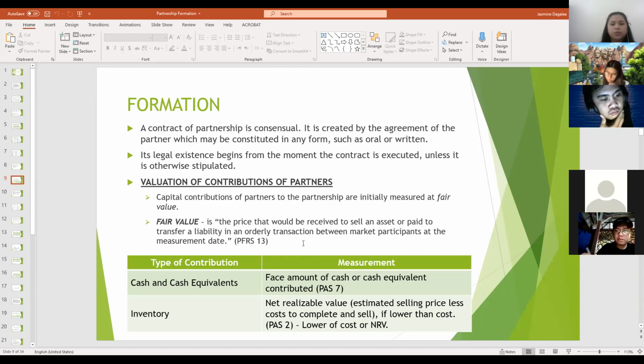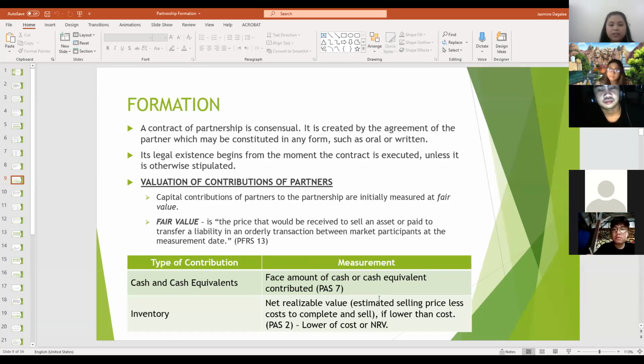Fair value. So what are some types of contribution? The partners may contribute cash and cash equivalents, inventory, equipment, or any other assets. The measurement of cash and cash equivalents should be at the face amount of the cash or cash equivalent. How much is the value of the actual cash or short-term investment or cash equivalent? So, face amount, because cash and cash equivalents do not have a market value. The amount of the cash is already its value.